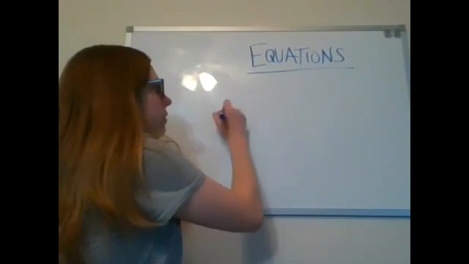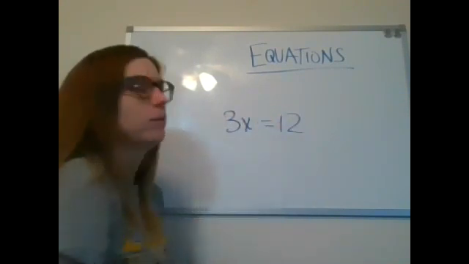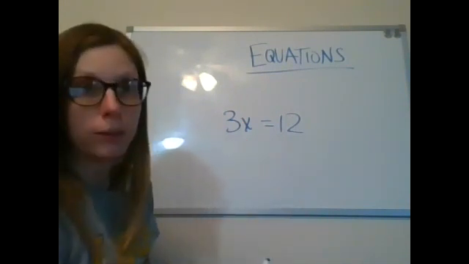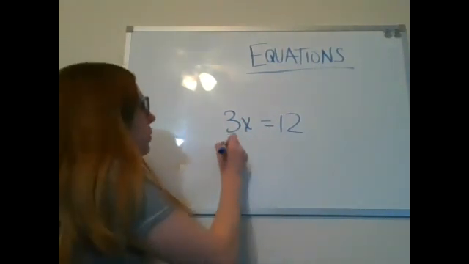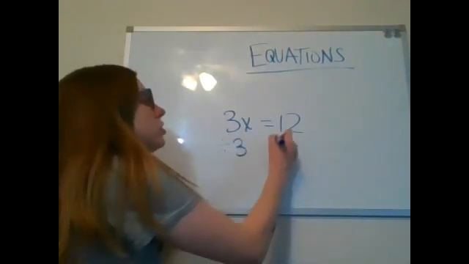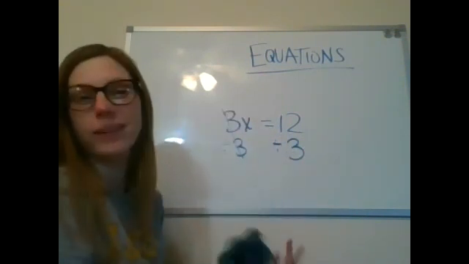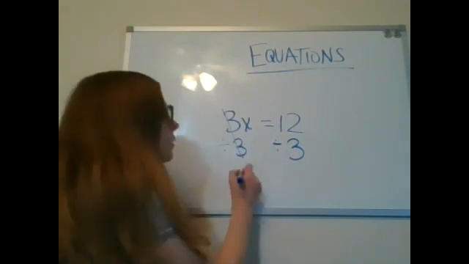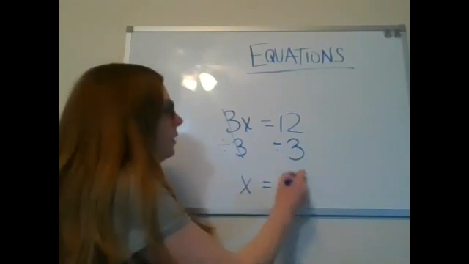So if we have 3x equals 12. Anytime you see a number just written right next to a variable, that's multiplication. So the opposite of multiplication is division. So we're going to divide each side by 3. 3 divided by 3 is 1. 1x is x, so we're done on that side. 12 divided by 3 is 4.